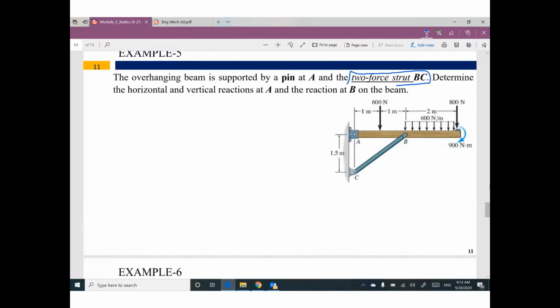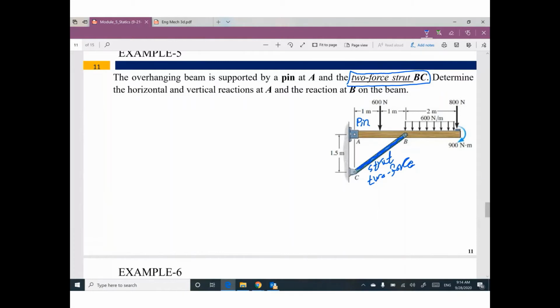We have something here called two-force strut, BC. By the way, we have a beam. This beam is supported at A by pin. So A is pin. And this beam is supported also by two-force strut. Can you watch this member? This member is a special member. The problem said this member is strut or two-force strut member, CB. We need to determine the reaction at A and the reaction at B.